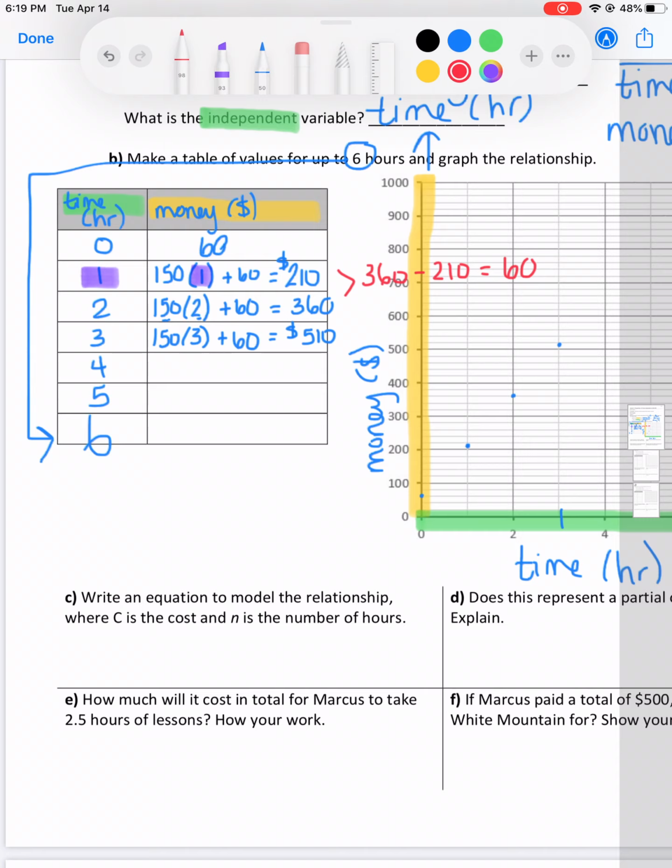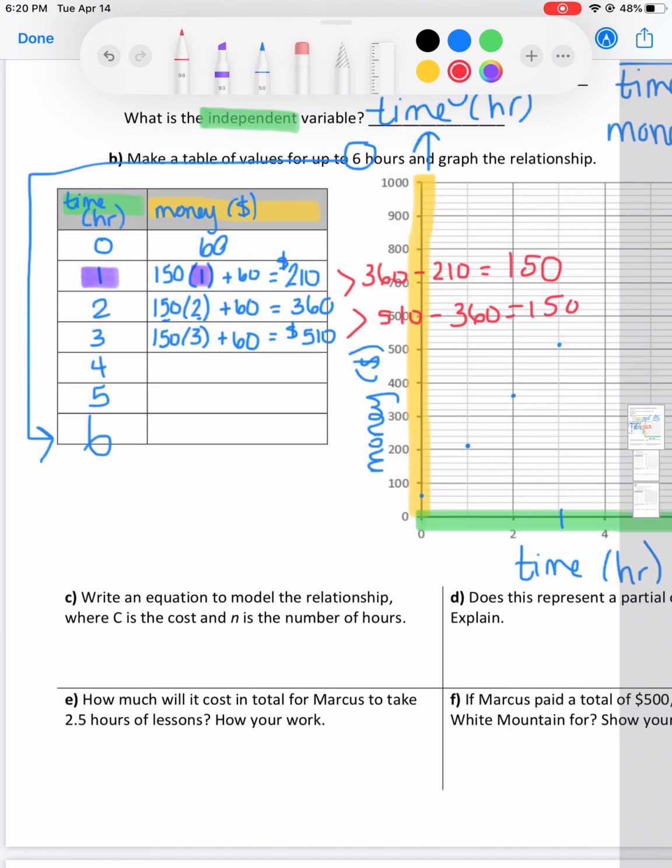What did I do wrong? Nothing. Oh yeah, it's 150. That's my slope. I'm just being silly. Okay, 510 minus 360 is equal to 150.